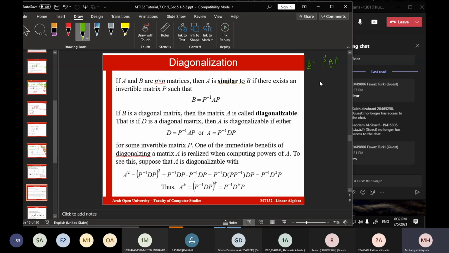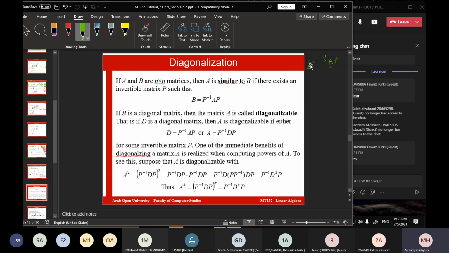So when we say two matrices A and B are similar, it means we can find a matrix P such that B is equal to the inverse of P times A times P. Later, we will know how we can get this P. Moreover, if one of these matrices is diagonal, then we say the other is diagonalizable. So if one of them is diagonal, the other one is diagonalizable. Clear?